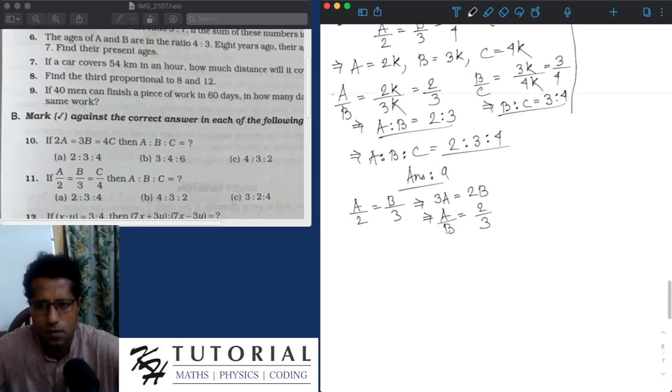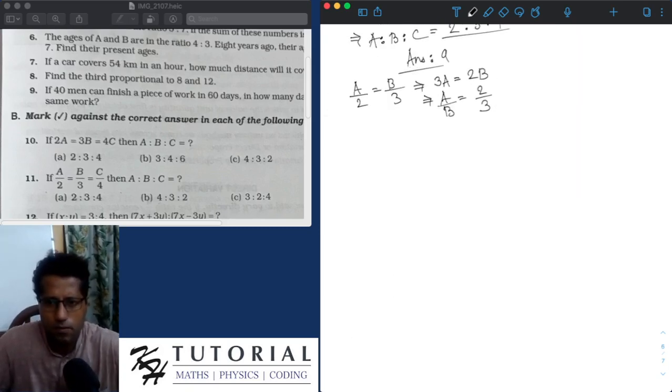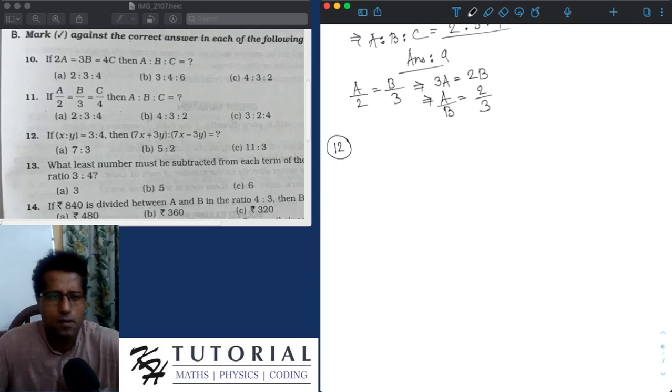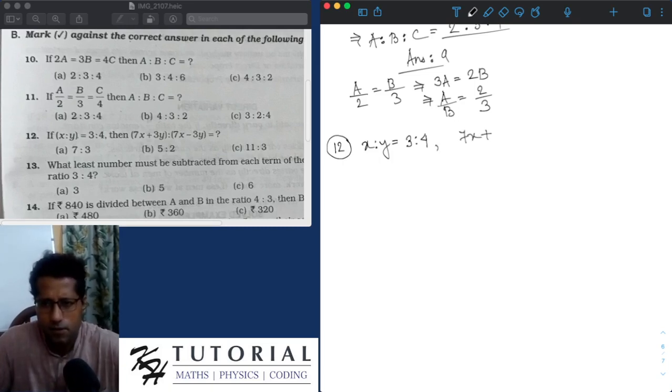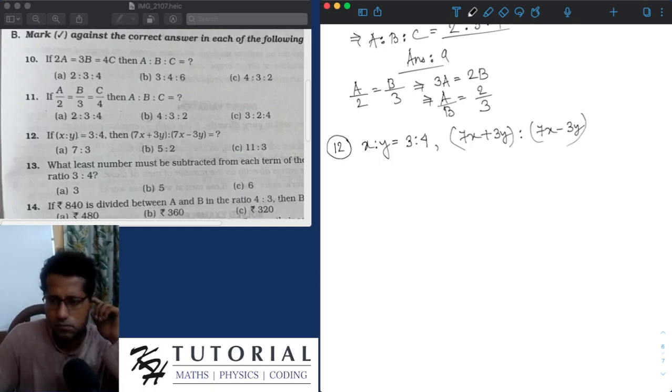Okay. Let's do problem number 12. It says if it is given that x is to y equals 3 is to 4, then find the ratio of 7x plus 3y is to 7x minus 3y.